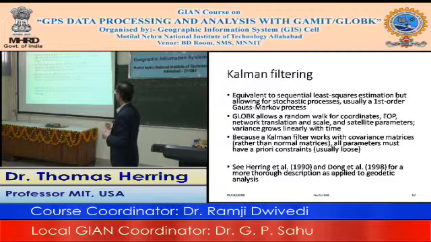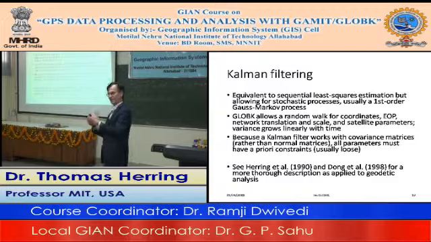Kalman filtering itself is equivalent to sequential least squares, but the estimation allows for stochastic processes. We're using a random walk, which is a class of first-order Gauss-Markov process. This random walk is allowed for coordinates, Earth orientation parameters, network translation and scales, and satellite parameters. In this random walk model, the idea basically is you are estimating a parameter, and at some point you know what it is.